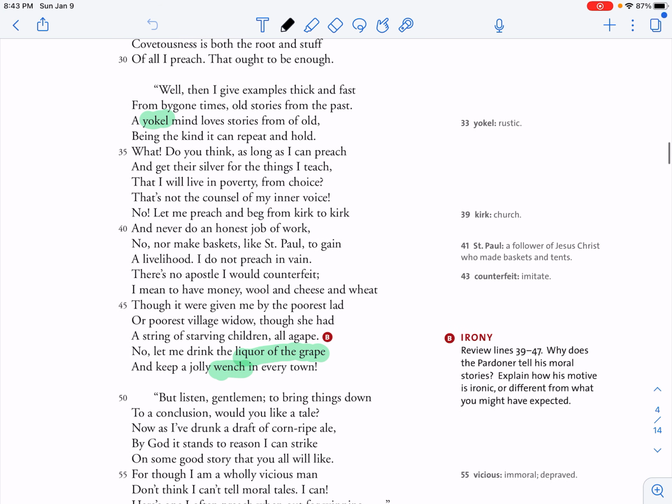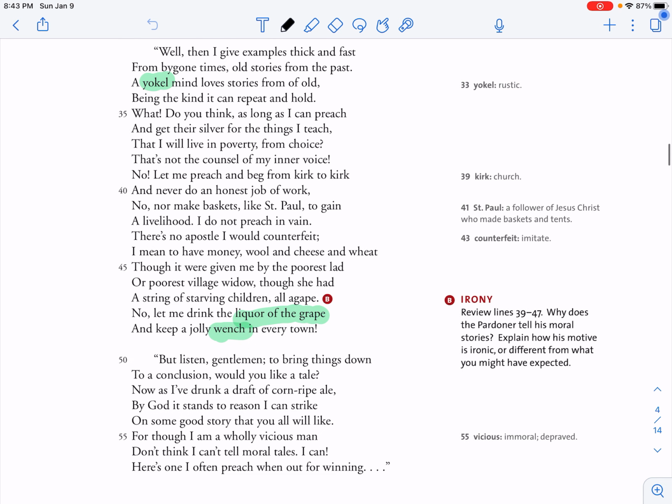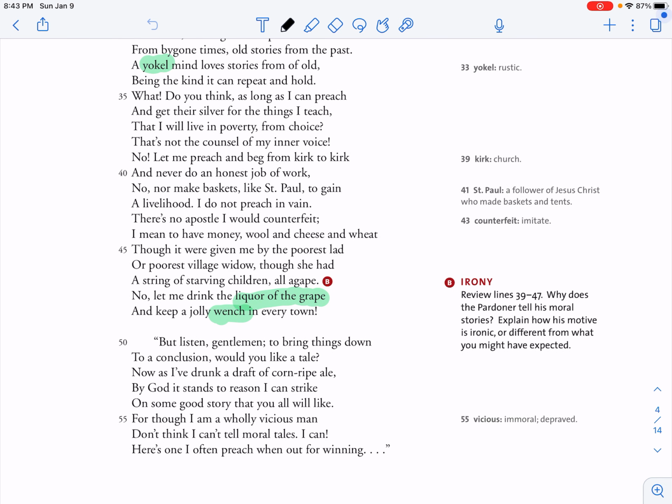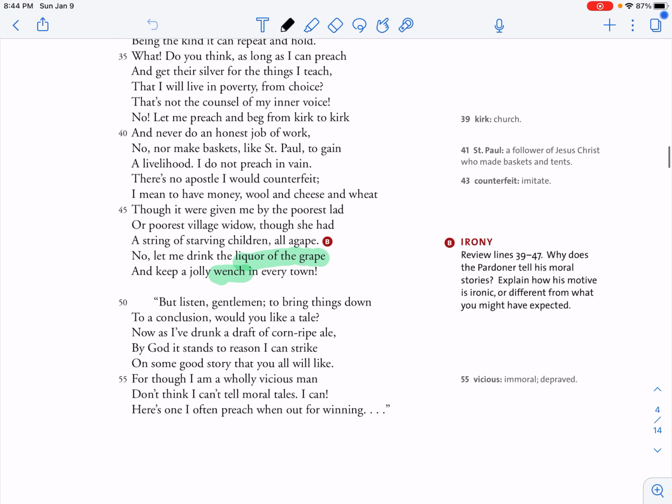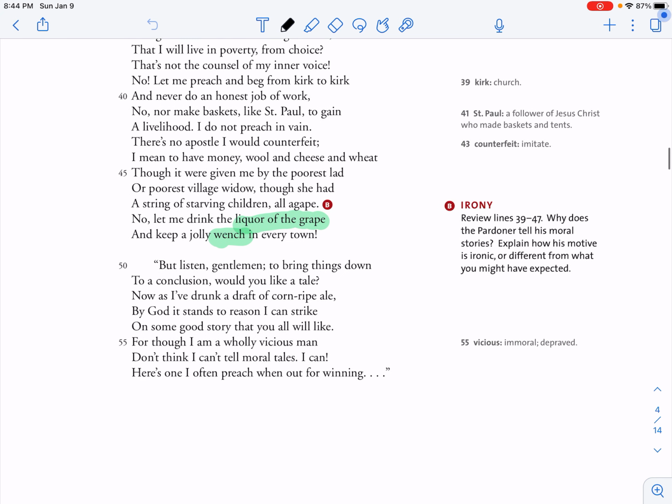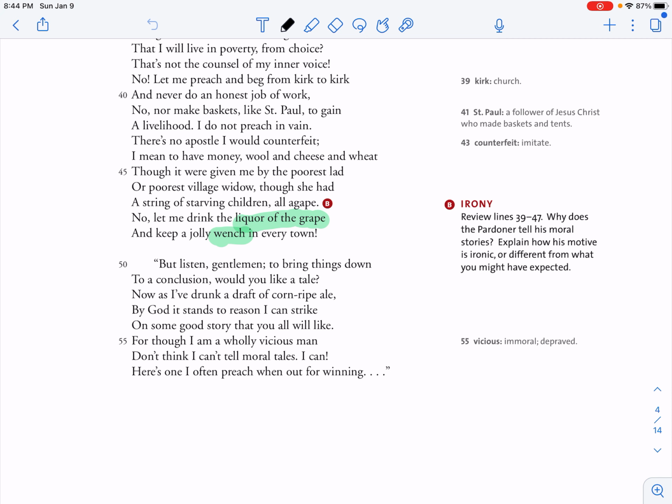Well, then I give examples thick and fast from bygone times, old stories from the past. A yokel mind, meaning a rustic, a peasant, country person, a yokel mind loves stories from of old, being the kind it can repeat and hold. What? You think as long as I can preach and get their silver for the things I teach, that I will live in poverty from choice? That's not the counsel of my inner voice.